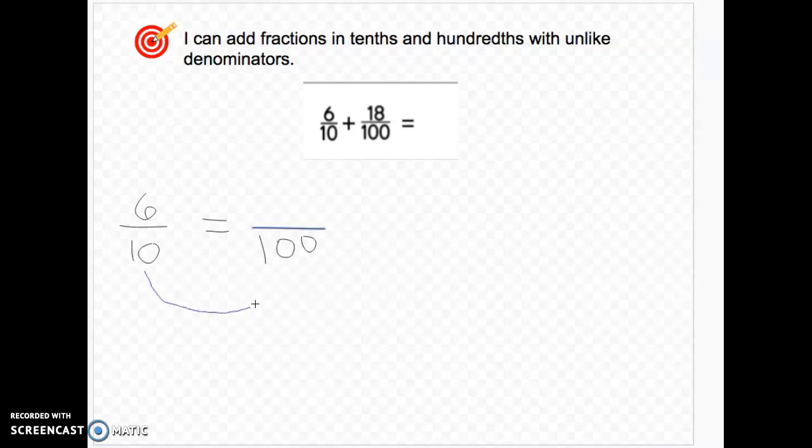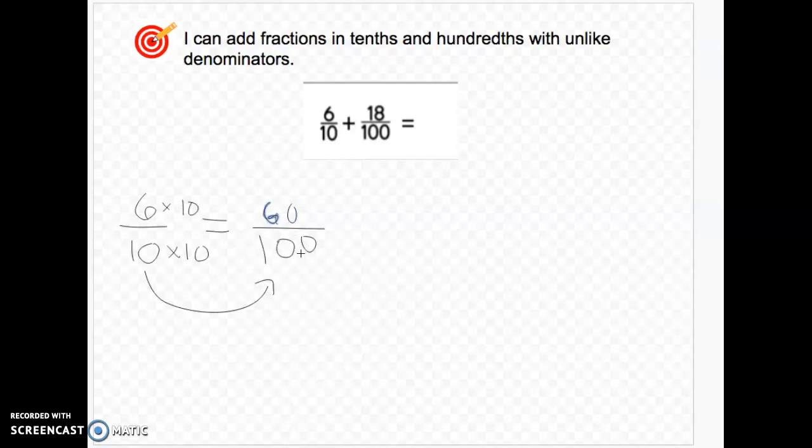So basically, to get 10 to be 100, we ask ourselves, did we multiply or divide? And in this case, we multiplied by the number 10. 10 times 10 is 100. What we do to the denominator, we have to do to the numerator. And so 6 times 10 is 60. So we have just changed 6 tenths to 60 hundredths.